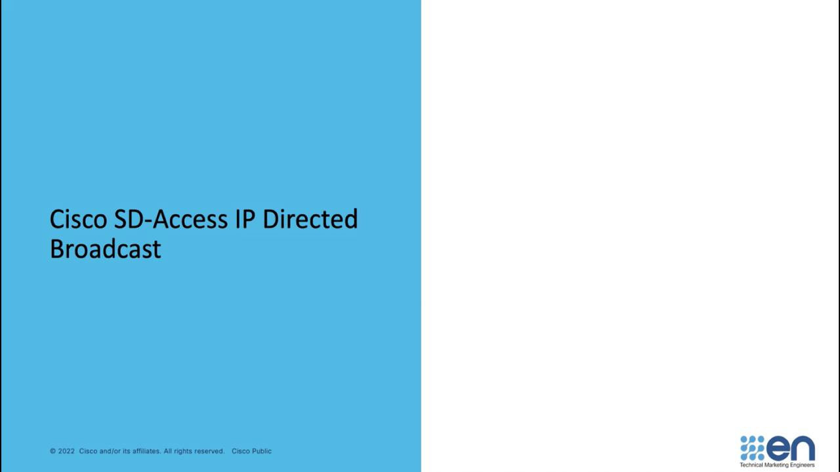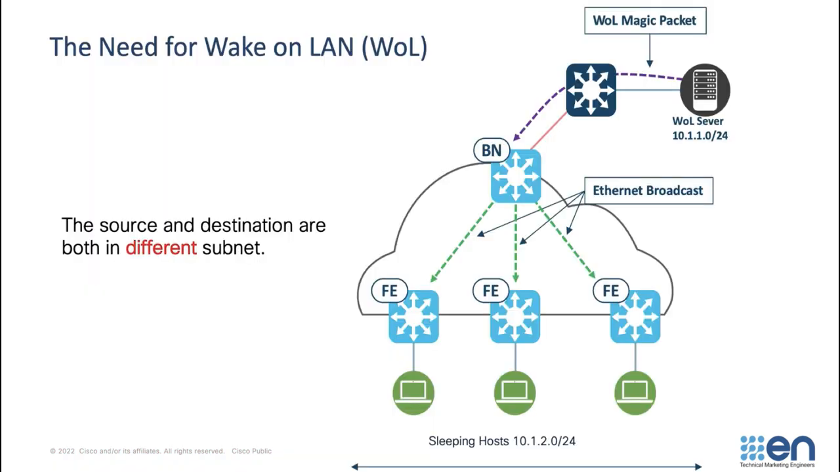The first thing I usually ask myself when looking at something new is, why was this new capability introduced? One of the main drivers for the development of the SD-Access IP-directed broadcast capability is the need for customers to use Wake on LAN services to install software updates on devices, usually during off hours. The challenge with Wake on LAN and SD-Access is that the Wake on LAN server often sits outside the fabric site and services different subnets, as shown here. You can see, for example, that the Wake on LAN server is in 10.110/24, but the hosts are in 10.120/24.